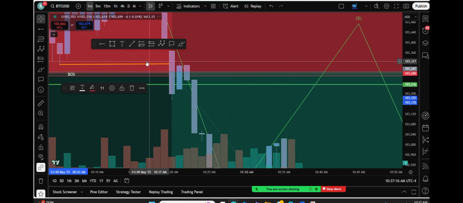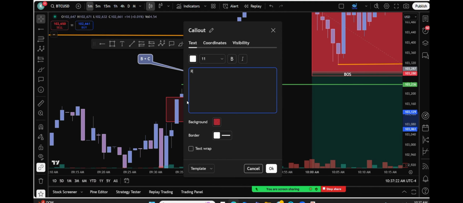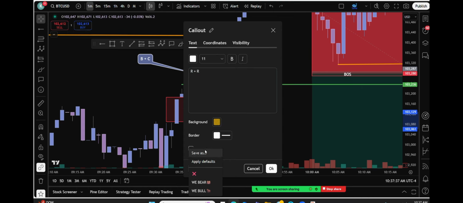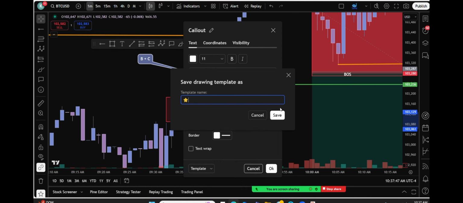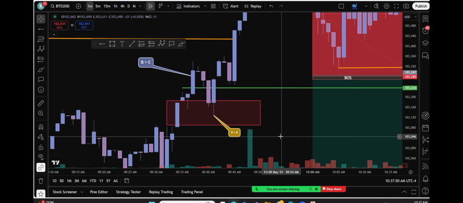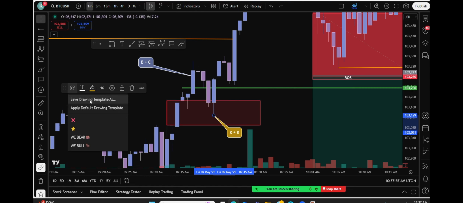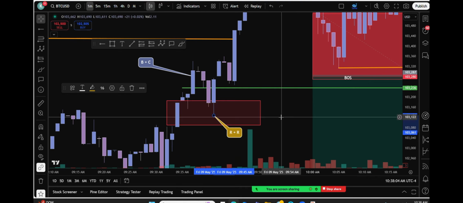So knowing that, we want to put R plus R, retest and rejection. Simple. And we want to make it gold, right? With it being gold, that right there is our star. Because if a failed retest and rejection is an X, then the successful retest and rejection is a star, right? Simple. And I want that to be 16 for me. I'm gonna save that. Star. Cool. This is a setup, bro. This is a setup.